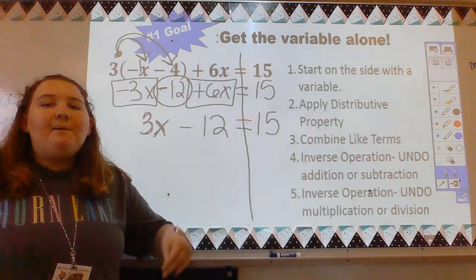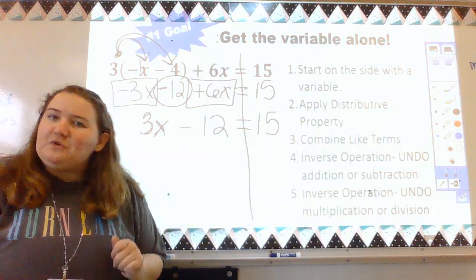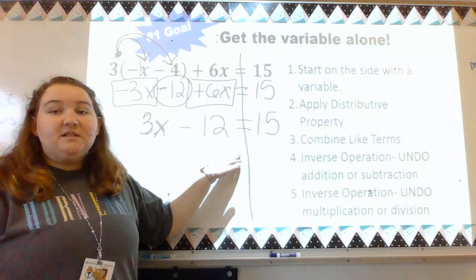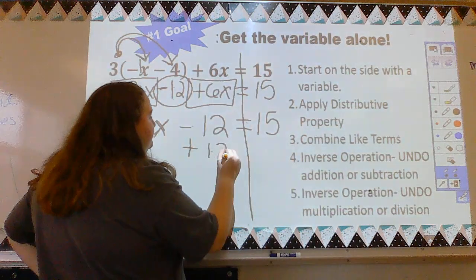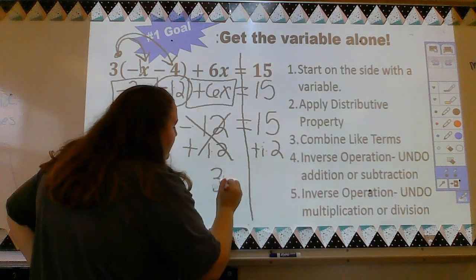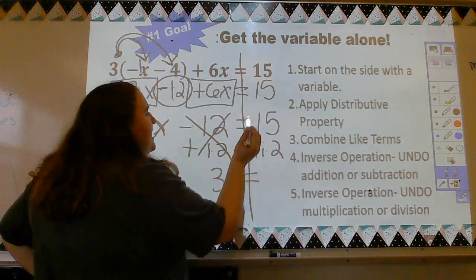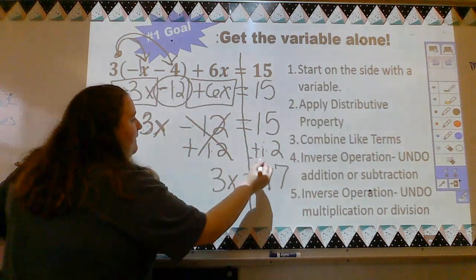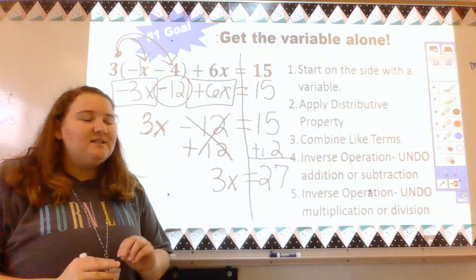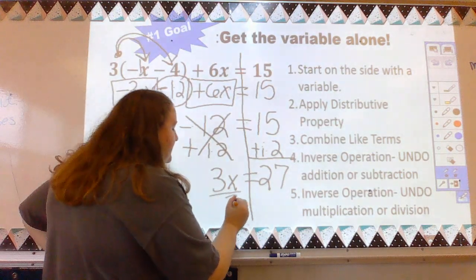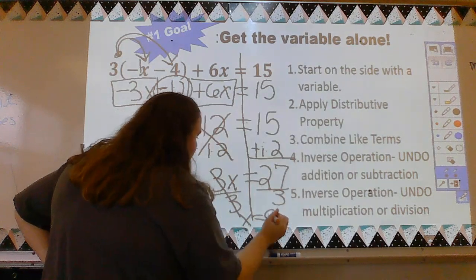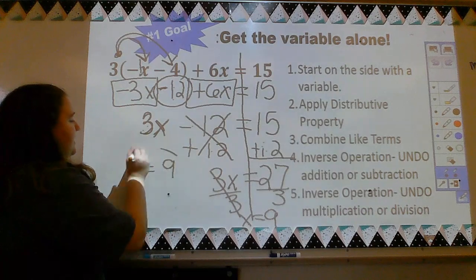Okay, this is now a two-step equation. You know how to solve a two-step equation. First, undo addition or subtraction. This is minus 12, so we're going to say plus 12. Okay, these cancel. I bring down 3x, and this is 27. Okay, now this is a one-step equation, okay? So I'm going to divide by 3 on both sides. Okay, these cancel, and I'm left with x equals 9. I'll write it again. X equals 9.